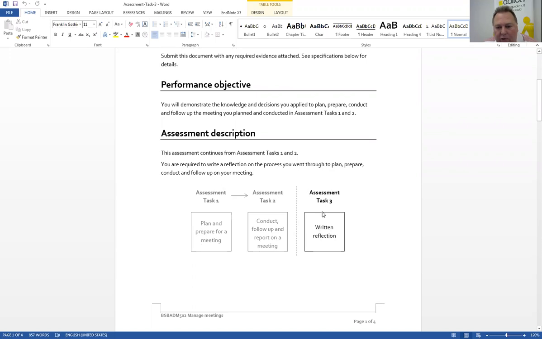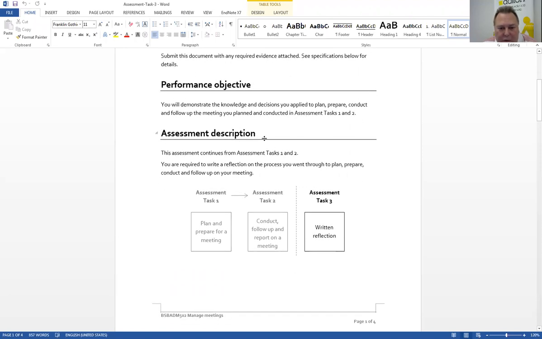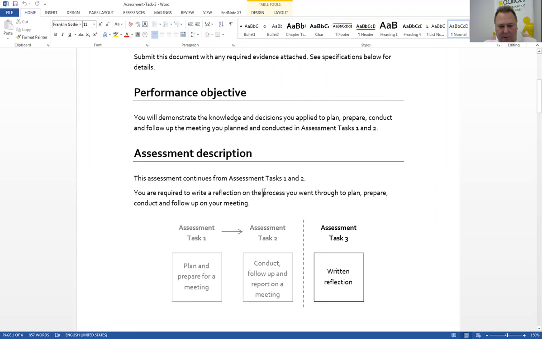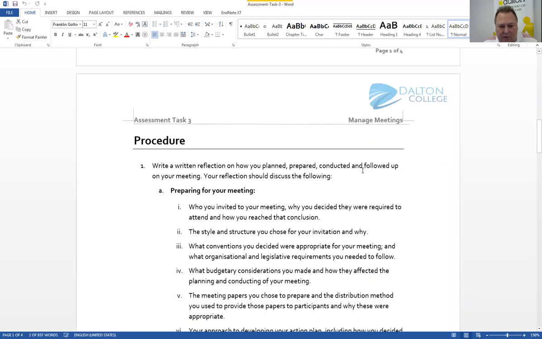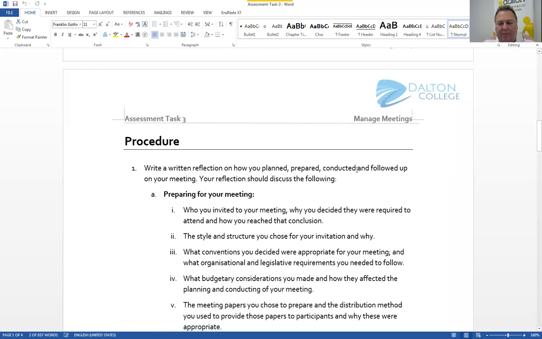Now we are on to written reflection of the meeting. So assessment description says this assessment continues from assessment task 1 and 2. You're required to write a reflection on the process you went through to plan, prepare, conduct, and follow up on your meeting. So it's the process. So if we scroll down, procedure: write a written reflection on how you planned, prepared, conducted, and followed up on your meeting. Your reflection should discuss the following.